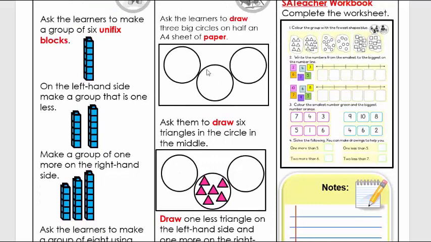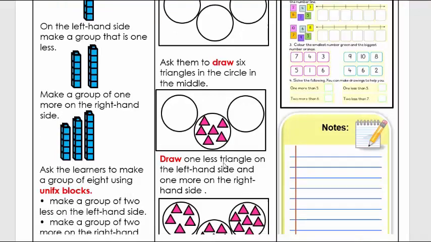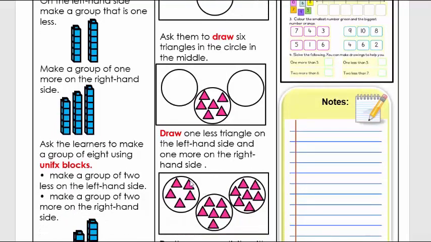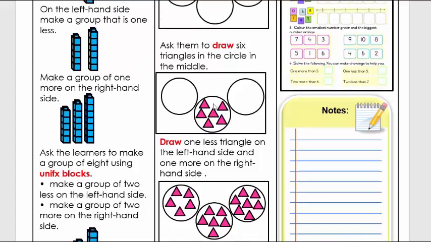Then at the representative level, ask them to draw 3 circles, or you can draw 3 circles by using a cup on a piece of old recycling paper. Then in the middle circle, you're going to draw 6 triangles or any shape. And then on the left-hand side, you're asked to draw 1 less, and on the right-hand side, 1 more. You're going to repeat the same activity by doing 2 less and 2 more. Pause and do this activity.